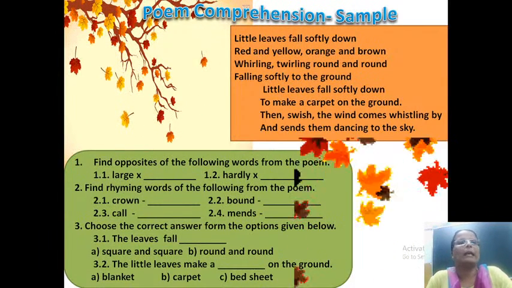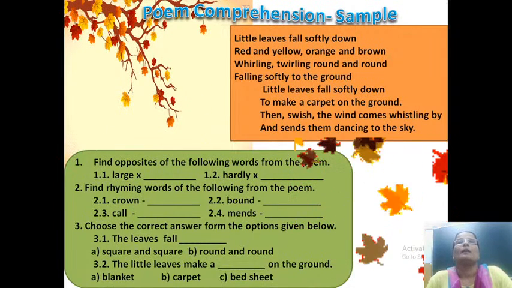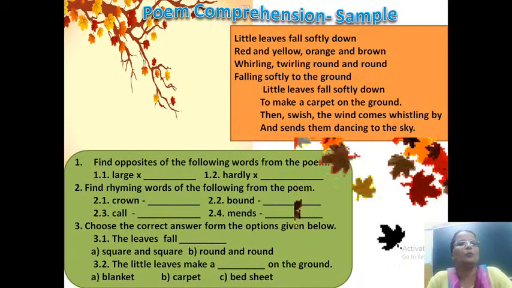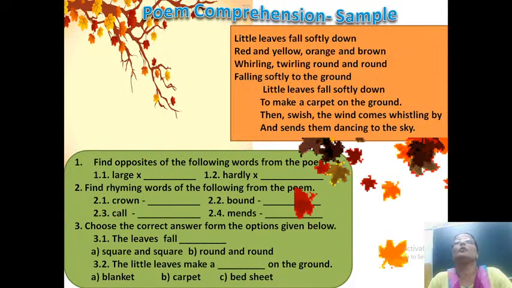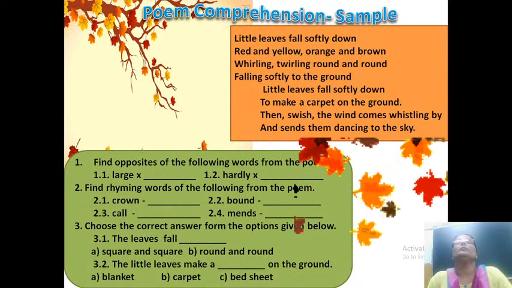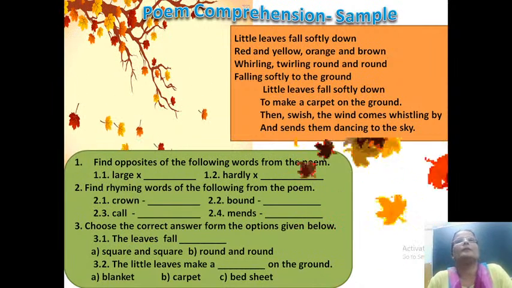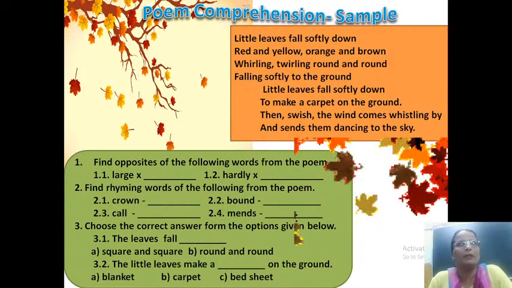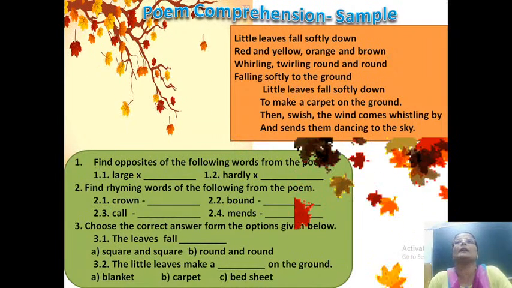Now, bound rhyming word, already it is written by Dirgayesh Mesram. Bound rhyming word from the poem is round. If you write anything else other than round, like sound, no mark will be given because no sound is written in the poem. So, for bound, if you write ground also you will be given mark. Also you can write round because these two words are there in the poem.